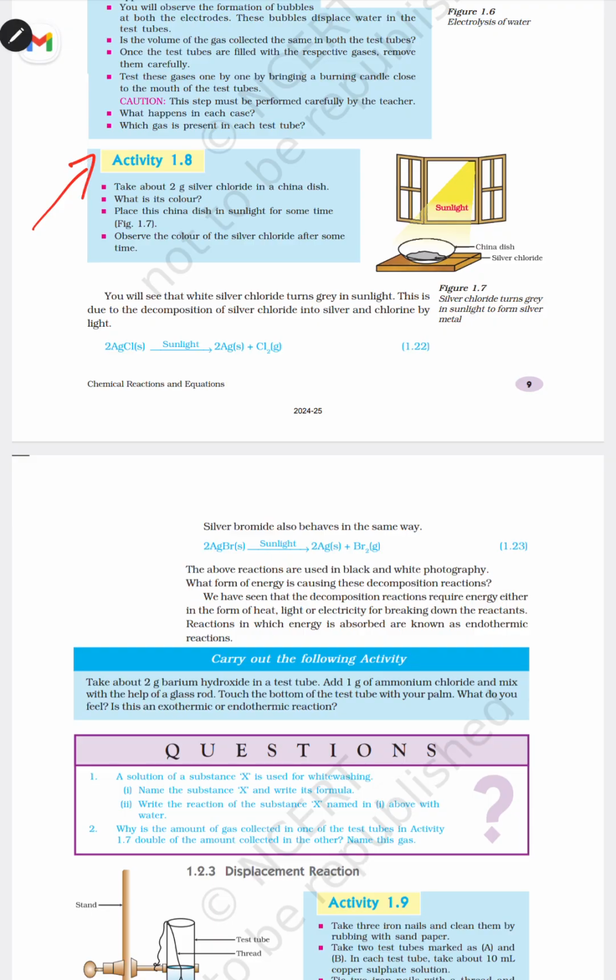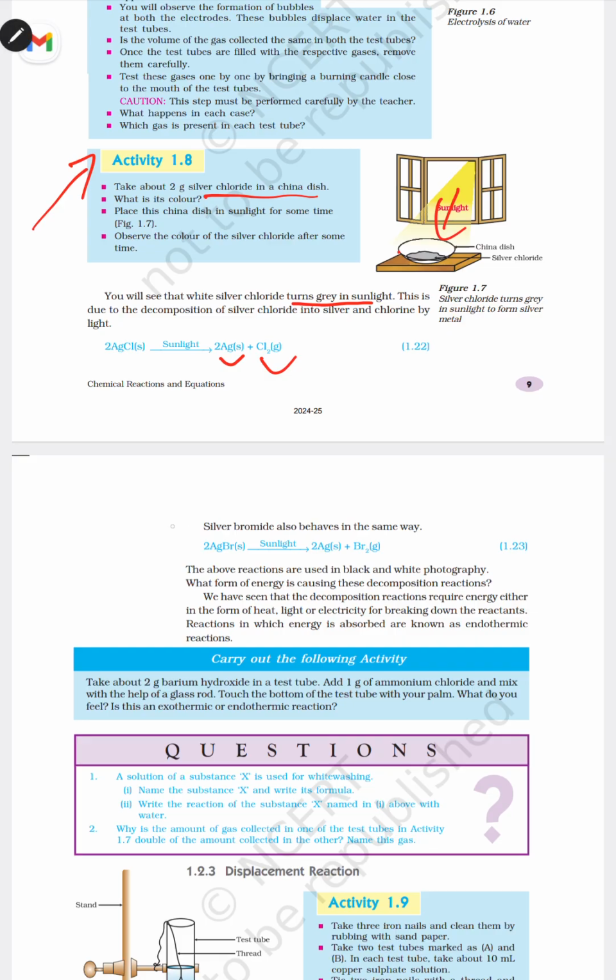In this activity, I am taking silver chloride and keeping it in a china dish. It's a bowl kind of thing, and it is exposed to sunlight. You can observe here. If you keep it like that, what happens? Silver chloride gets decomposed into silver and chlorine. The silver chloride turns gray in sunlight. What is that gray substance? That is nothing but silver in solid form, and chlorine is released as a gas. So this is an example of decomposition using sunlight energy.